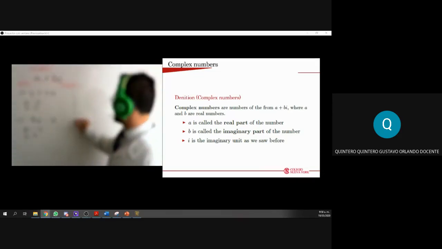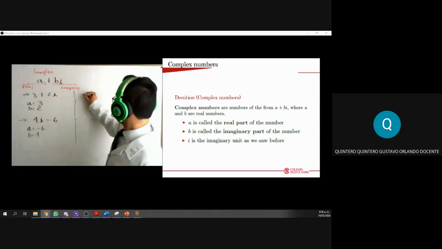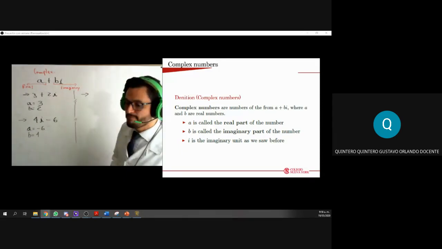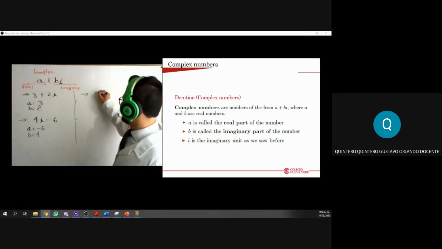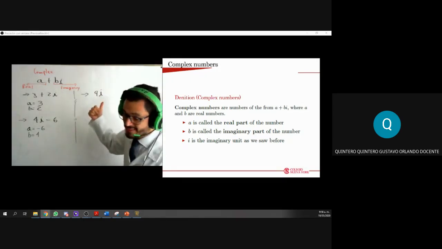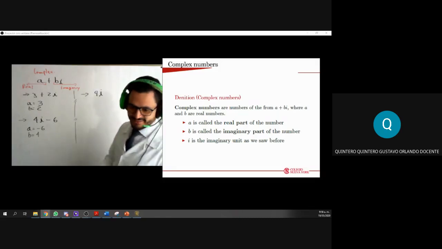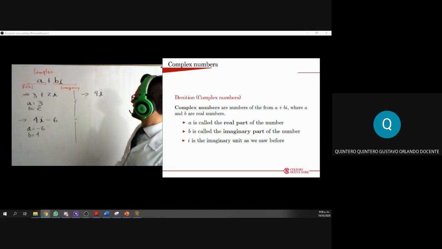How about this? This is my example. Pay attention to it. 9i. Is this a complex number? Yes or no in the chat, please. Let's see what you guys say.